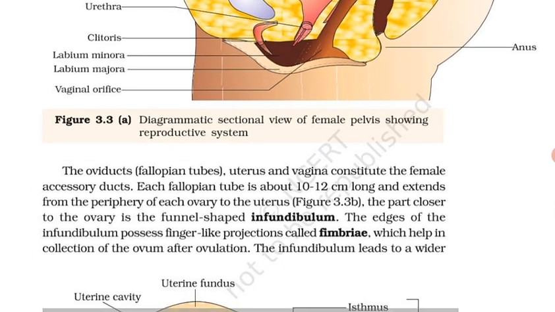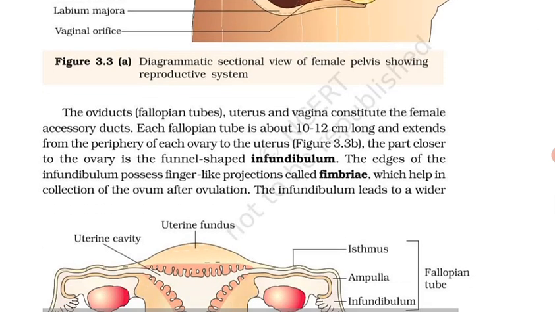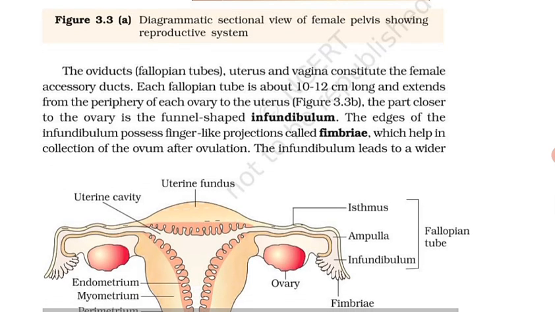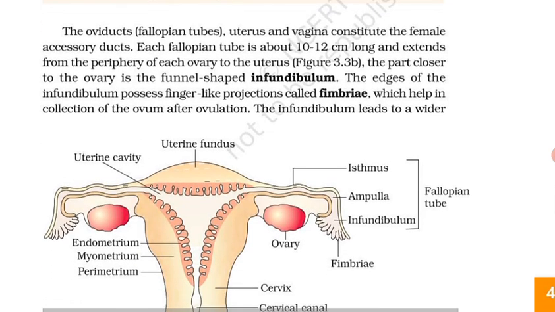किस में आते हैं? फीमेल एसेसरी डक्ट्स में आते हैं. कौन कौन? ओविडक्ट, यूट्रस एंड वजाइना. ठीक है, दैट इज फैलोपियन ट्यूब, यूट्रस एंड वजाइना. किस किस में आते हैं? फीमेल एसेसरी डक्ट में आते हैं.